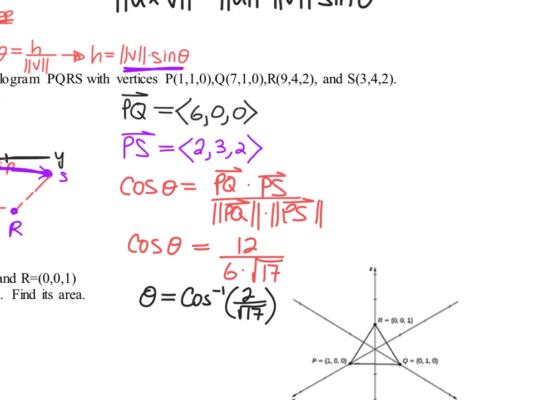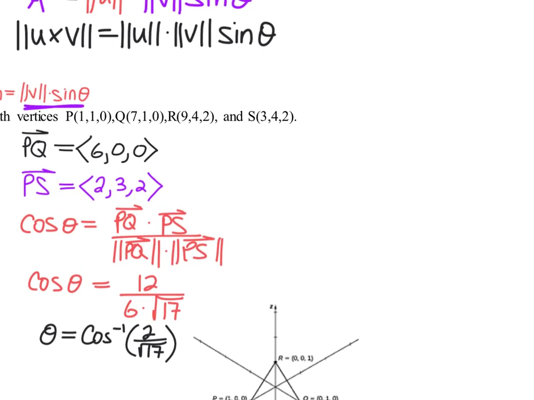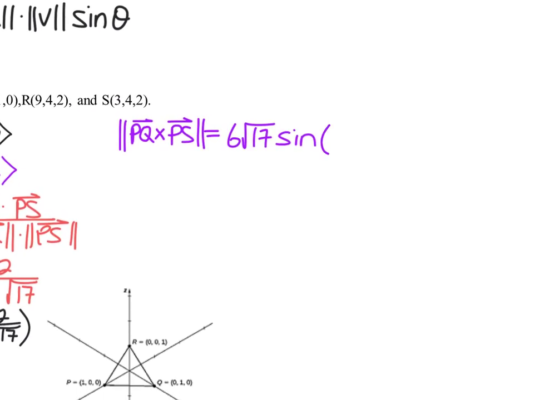Instead of working with the decimal, I'm just going to leave it like that because I'll put that in as my angle in my magnitude for the cross product formula. So I'm looking at cross of PQ and PS, but specifically a magnitude. The benefit of this approach is that all the ingredients for this formula, we've already figured them out. We know the magnitude of PQ is 6. The magnitude of PS is root 17. So 6 root 17 times the sine of the inverse cosine of 2 over root 17.